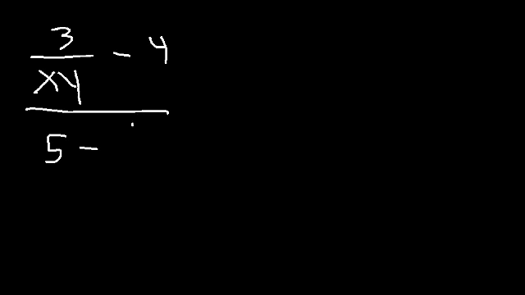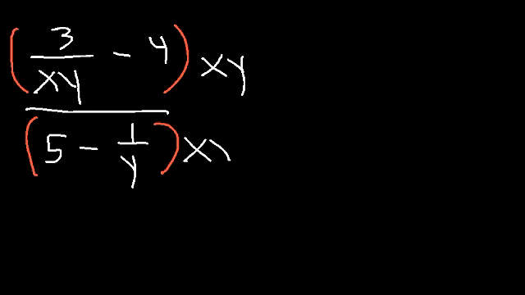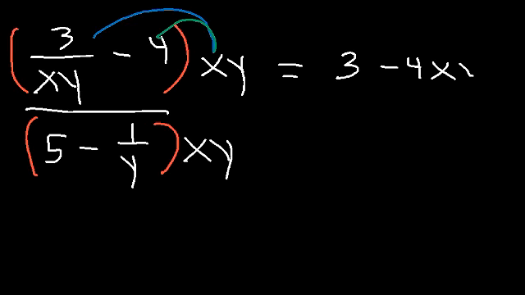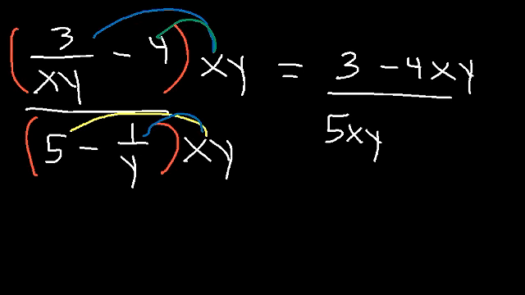Let's try this one. 3 divided by xy minus 4 divided by 5 minus 1 over y. So the common denominator between xy and y is simply xy. So let's multiply the top and bottom by xy. So xy times 3 over xy, the xy's will cancel, leaving us with just 3. And then xy times negative 4 is negative 4xy. On the bottom, xy times 5 is 5xy. And 1 over y times xy, the y's will cancel, leaving us with negative x.